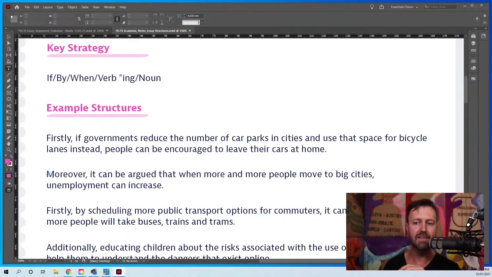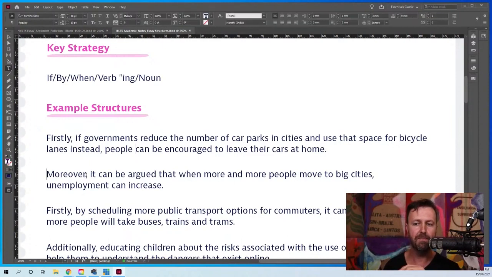The next one is looking at the word "moreover." That's another word we're going to be using in today's essay. Now, we can also use "it can be argued that." This is a string of words that can be used here too. Firstly, it can be argued that if, so we don't use it all the time, but we can use it sometimes. So moreover, it can be argued that when more and more people move to big cities, unemployment can increase.